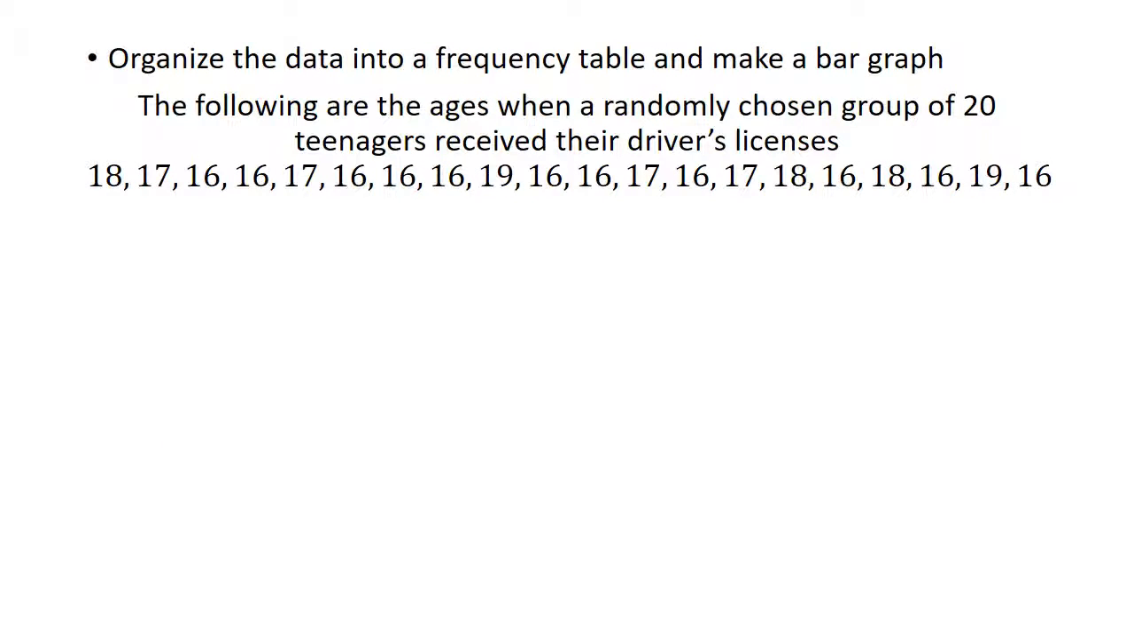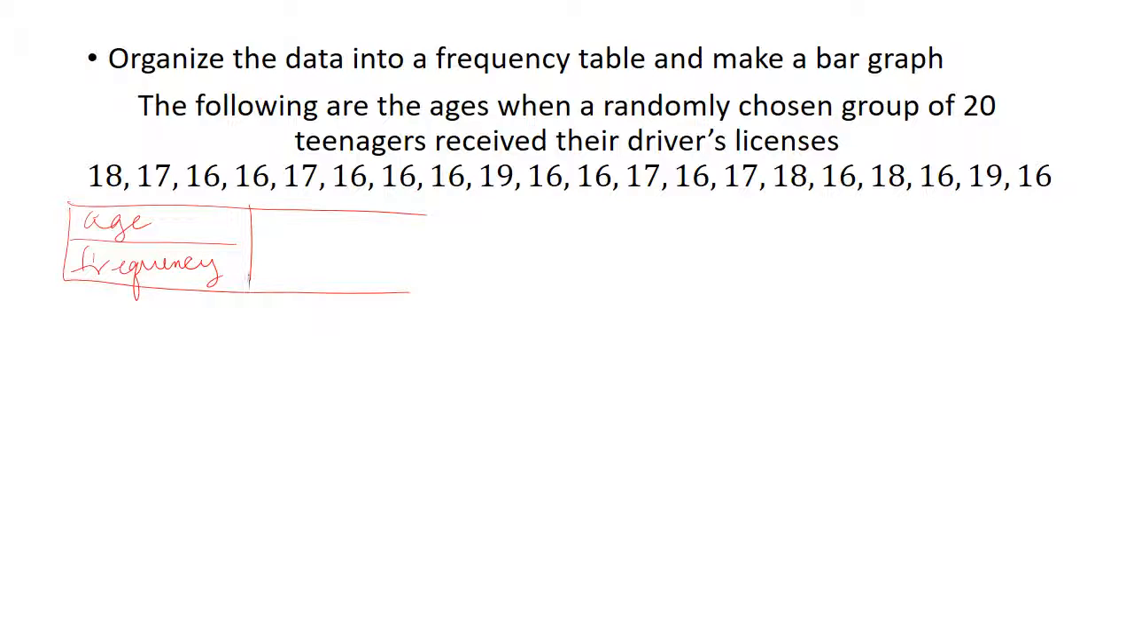We are looking at a group of randomly chosen teenagers and finding out how old they are when they get their driver's license. So we're going to make a frequency table and then we're going to make a bar graph. So our frequency table might look something like this, where we have our age of license received. So we've got our age here, and then how often it happens that they're getting it at that age.